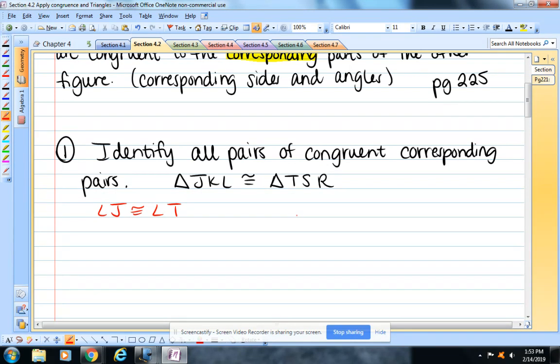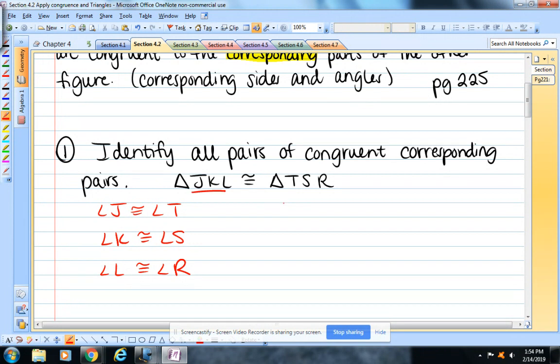So, which angle do you think is congruent to angle K? Angle S. It's written in the same spot. Does that make sense? And lastly, angle L is congruent to which one? Angle R. Does that make sense? The first ones are congruent, the middle ones are congruent, and the last ones are congruent. They also have congruent side lengths, congruent sides, and they are written oriented the same way too.